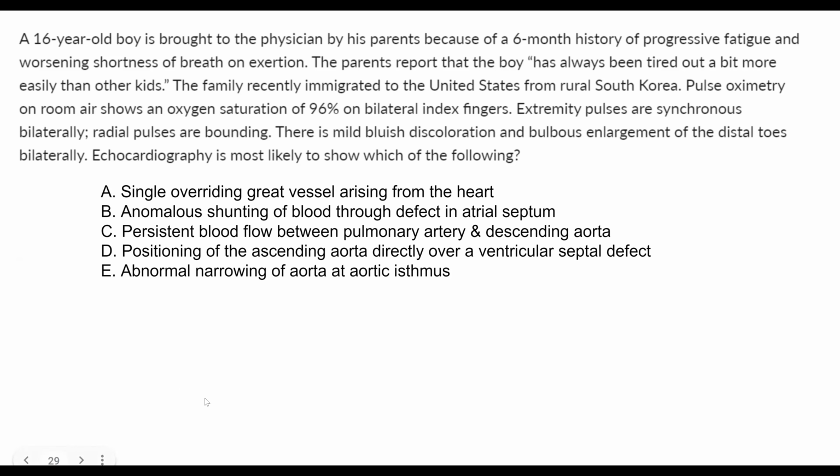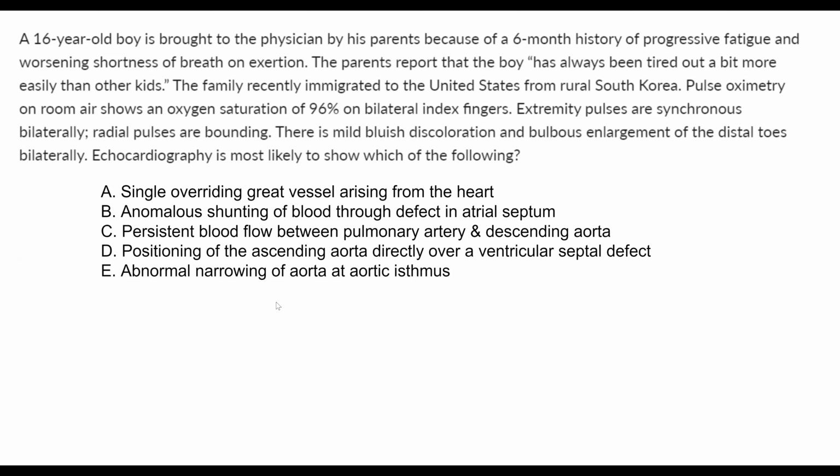All right, I think this one stumped most of you guys, and since I'm running low on time, let's just go over this one. Okay, so let's walk through this one here. We have a 16-year-old boy with a 6-month history of progressive fatigue and worsening shortness of breath. He's always been tired more easily. Immigrated child, oxygen saturation 96%. Radial pulses are bounding. You have a mild bluish discoloration and bulbous enlargement of the distal toes.